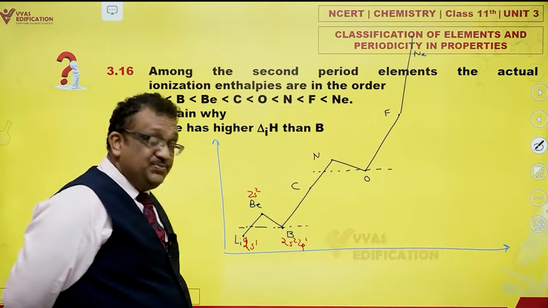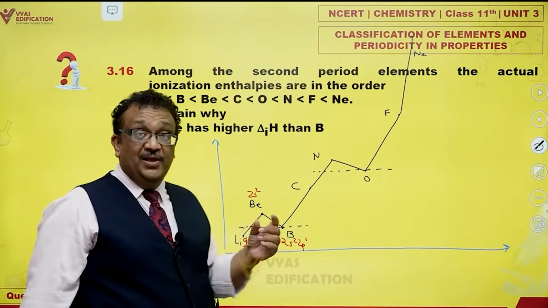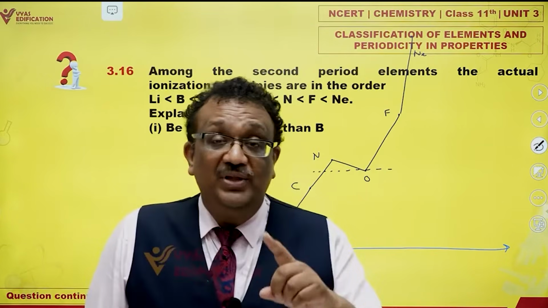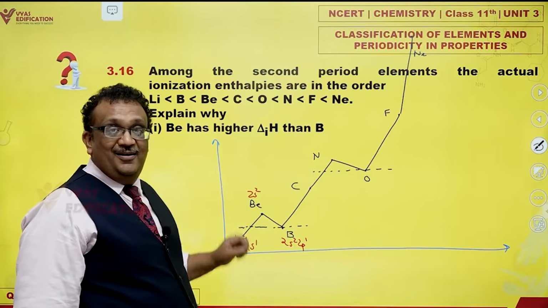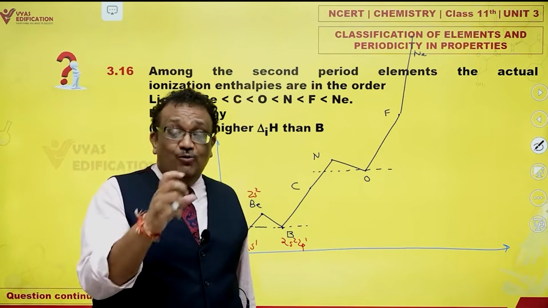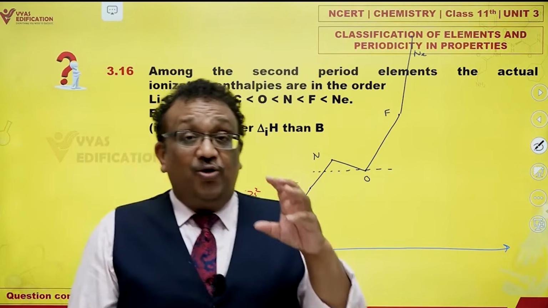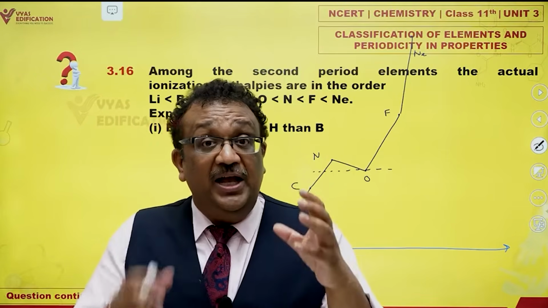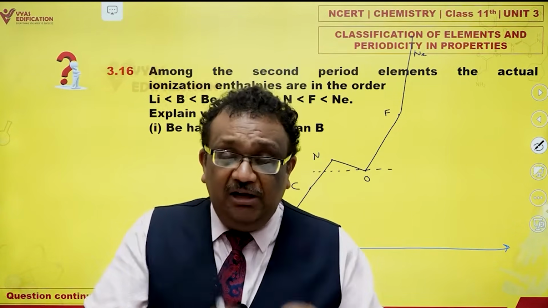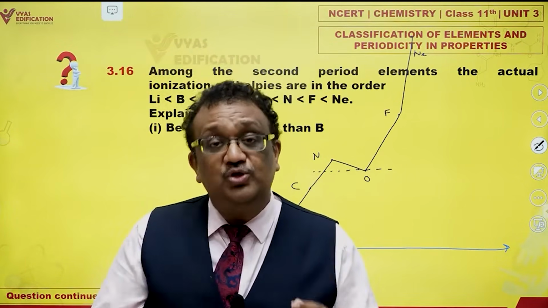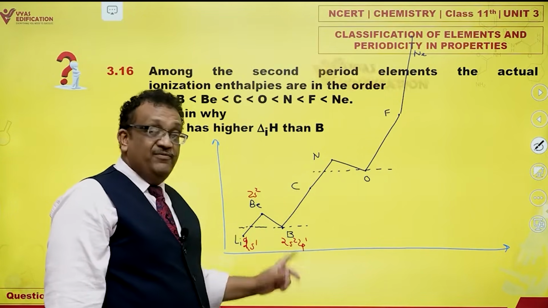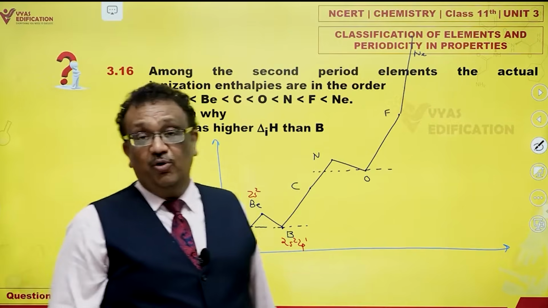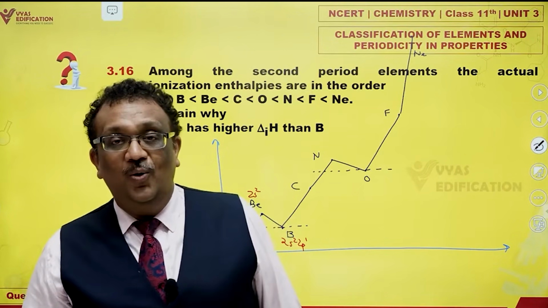Why? It is because in case of beryllium, the electron is being removed from the s subshell. The s subshell is closer to the nucleus, and the electron in the s subshell is held more tightly. It's attracted more strongly by the nucleus as compared to the p electron, which is going to be removed in the case of boron.